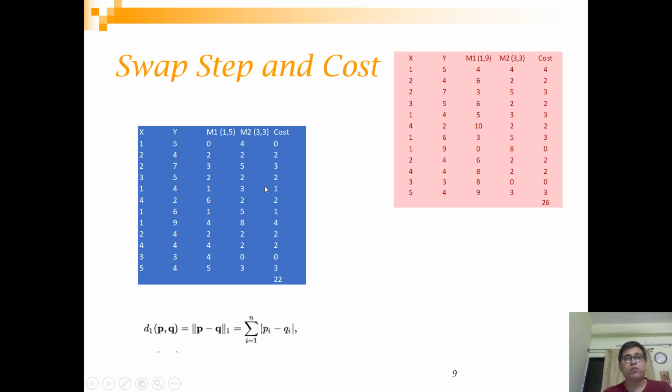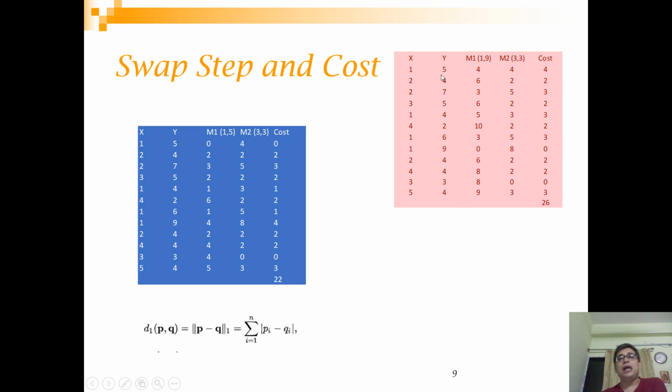So 1 4 will go to M2. That is how it works out, isn't it? So the total cost of this configuration is 22 if you sum all of them. How do I get this column? I basically take the minimum of this, because if you see the total deviance score, I will of course pick the medoid which is closer to me. So my distance will always be with the closest medoid. That's how I arrived at 22.